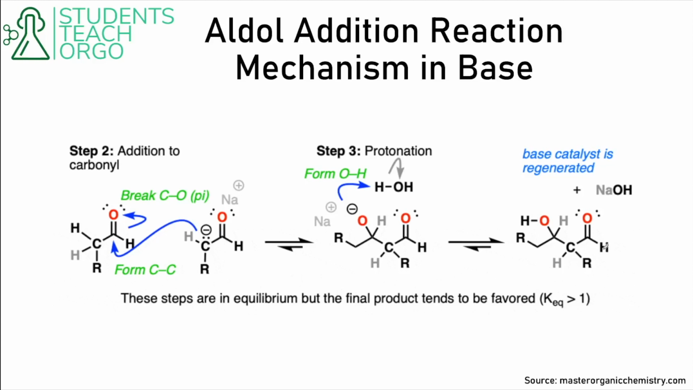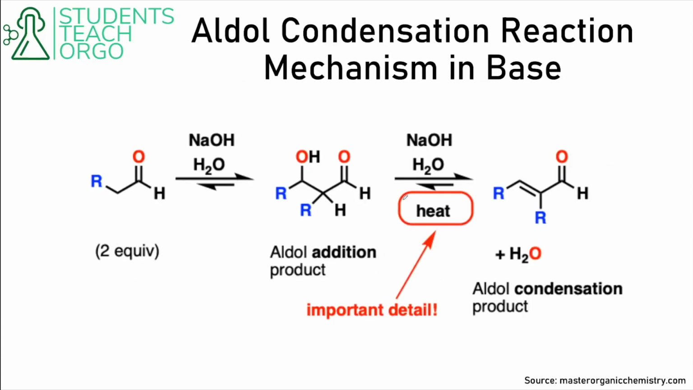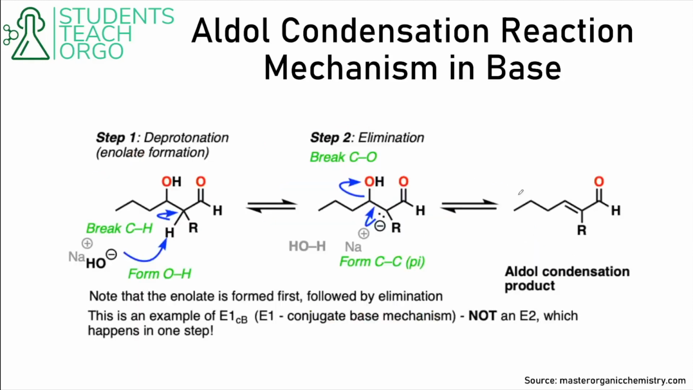Now, if we take this a step further, let's look at this first. That is the aldol product that we just made, and we made that by putting an aldehyde in an aqueous solution with base. If we add some heat, we're going to push this aldol to the condensation product, where you can see we're losing water. We're losing that hydrogen and that OH as water to create a double bond. Let's investigate the mechanism for that part.